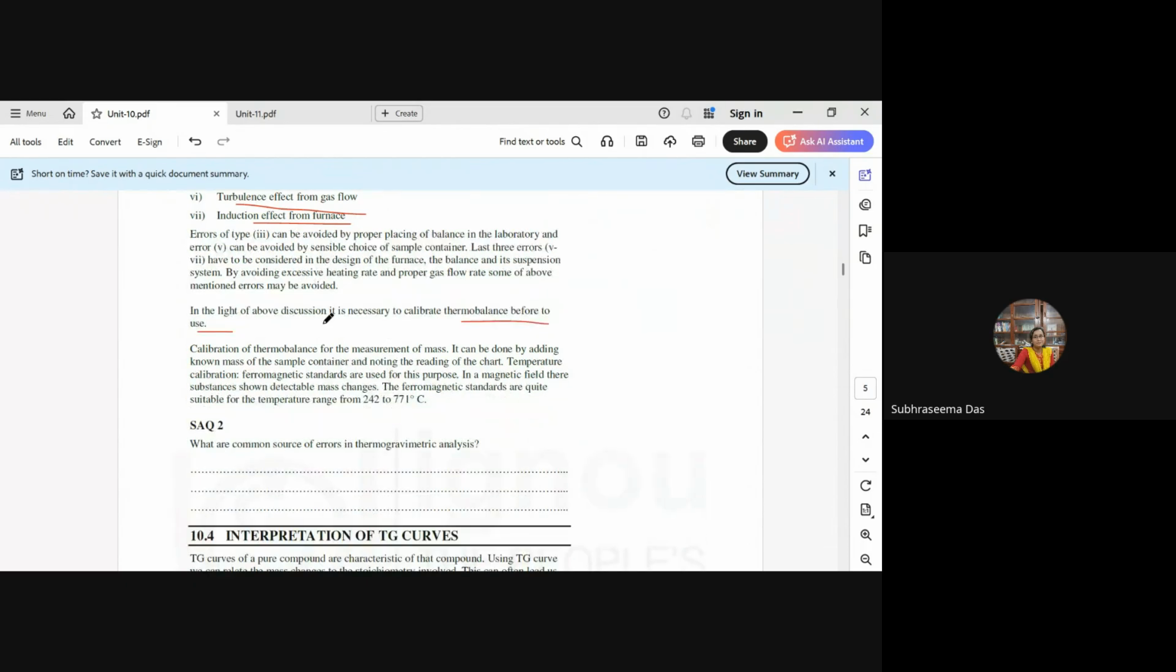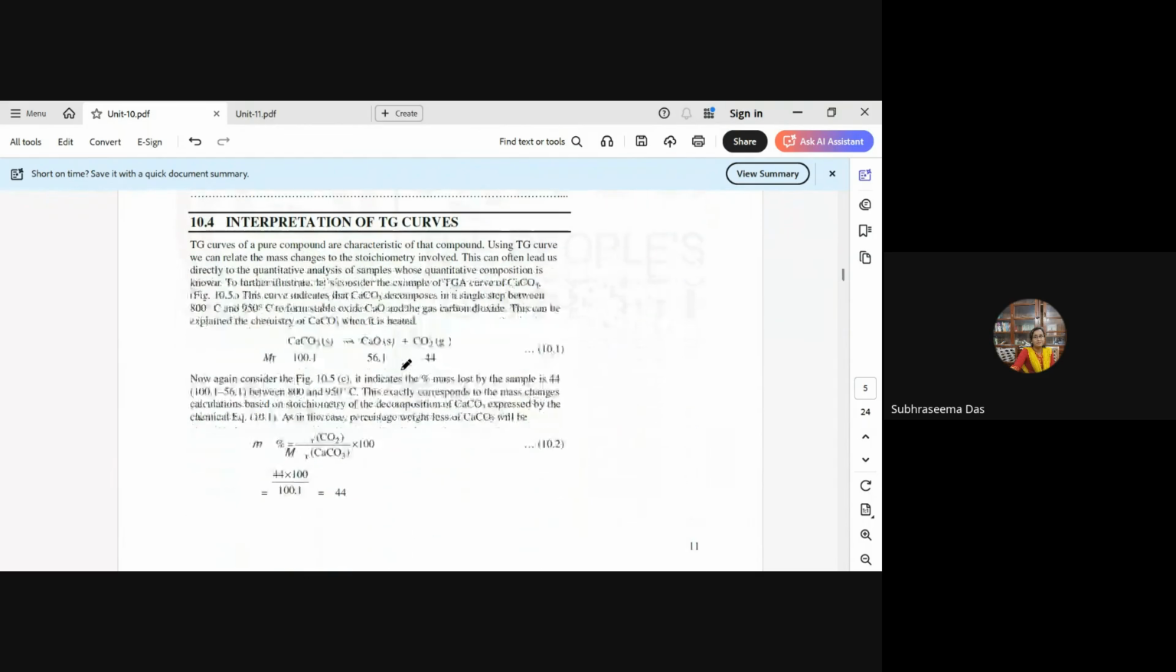So, calibration of the thermobalance is for the measurement of the mass. Now, how can it be done? It can be done by adding a known mass to the sample container and noting the reading in the chart. The temperature calibration can also be done by using ferromagnetic standards. So, whenever we start doing our TGA, it is always advisable that we calibrate the thermobalance and we calibrate our temperature. This one process of calibration is sufficient to lower many human errors that might arise during the handling of the TG instrument.